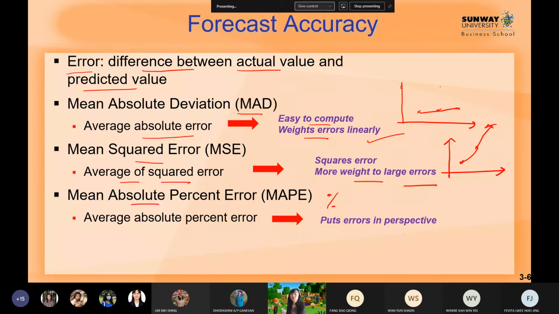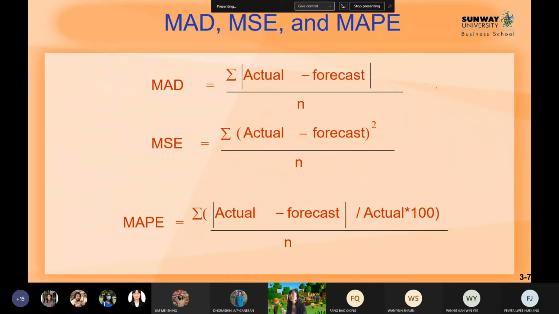Okay, so this is the formula. You can get it from the textbook or your lecture. This is just to show you the summary, and also if there's an exam question asking you about forecasting, the formula will be provided. Don't worry about that.